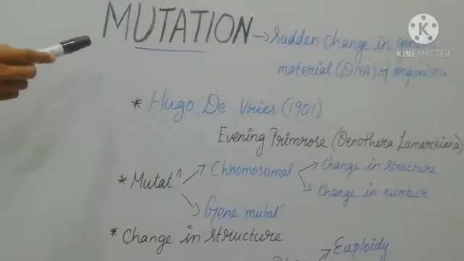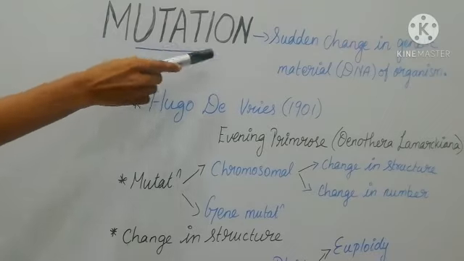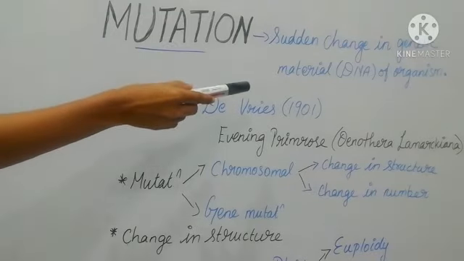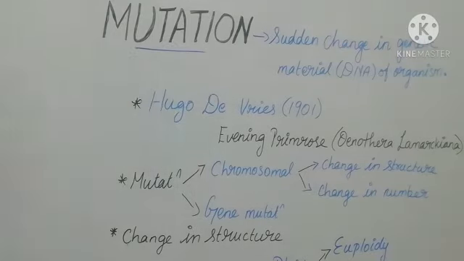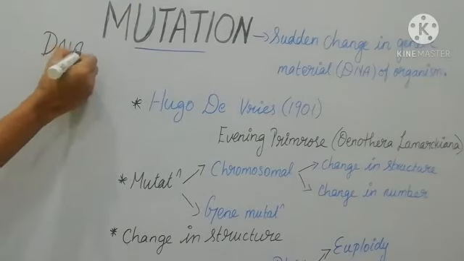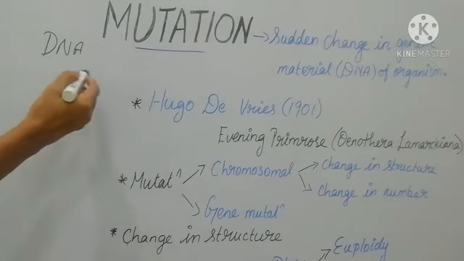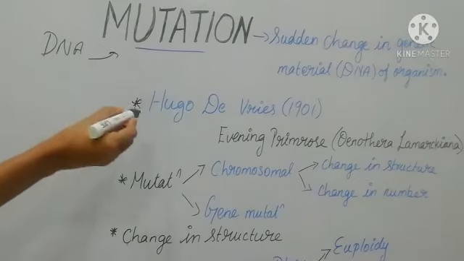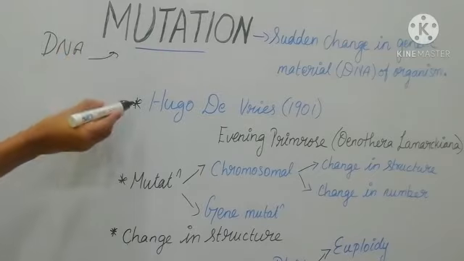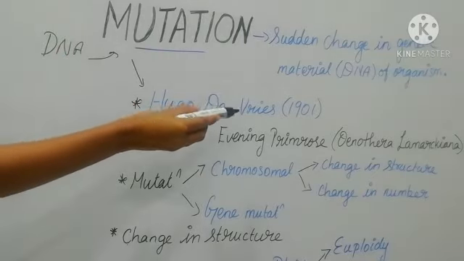Today we are going to see about mutation. Mutation is the sudden change in the genetic material of an organism. So what is the genetic material? DNA. If there is a sudden change in the genetic material of the organism, we call it a mutation. And the term mutation was first introduced by Hugo de Vries in the year 1901.